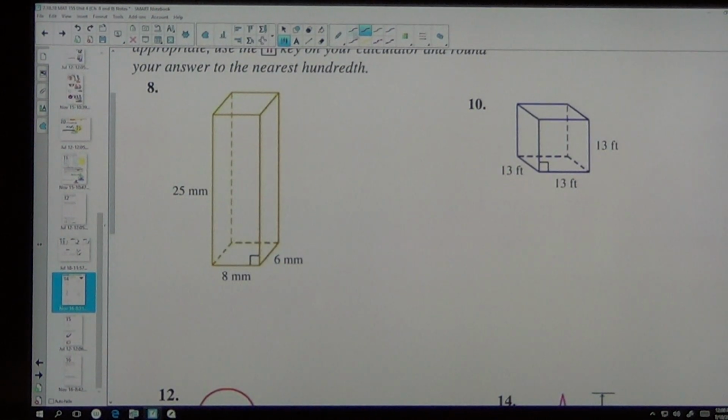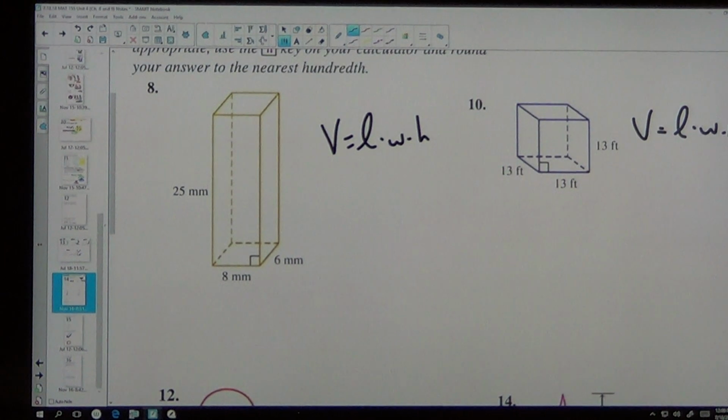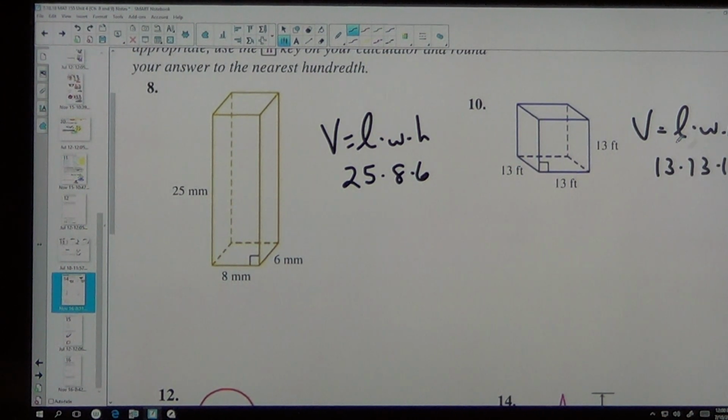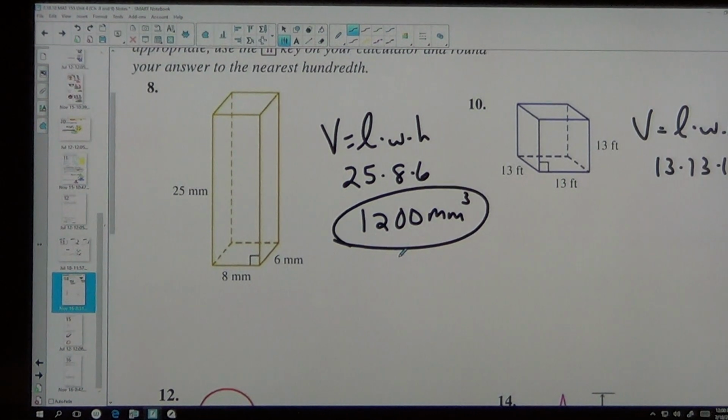For these first 3, volume equals length times width times height. It doesn't matter which one you call length, width, and height. So it's going to be 25 times 8 times 6, and 13 times 13 times 13. What's the first one? 1,200. Now, when you're doing volume, your units are going to be to the third. Area was to the second, volume is to the third. What's the next one? 13 times 13 times 13? 2,197. Feet times feet times feet would be feet to the third.